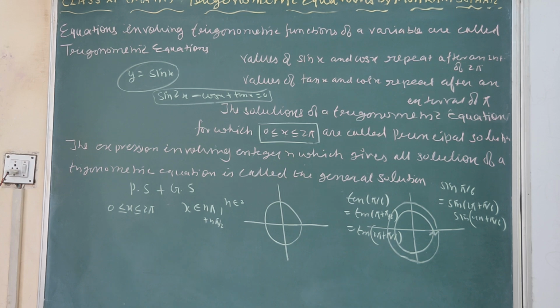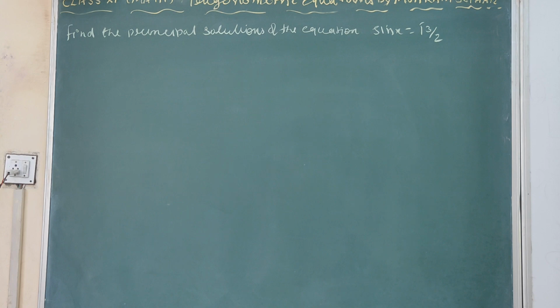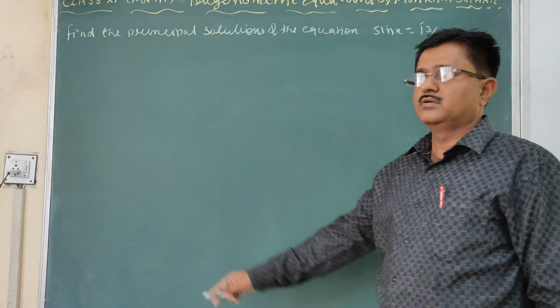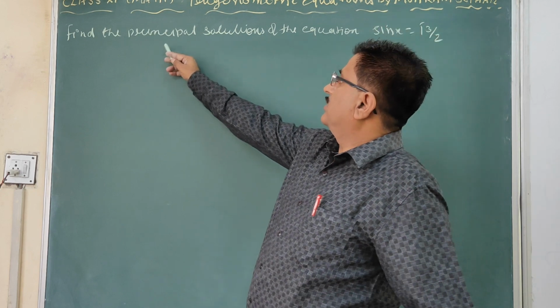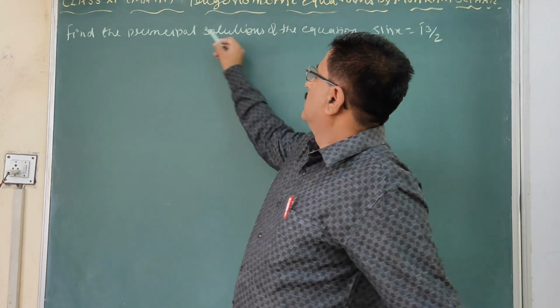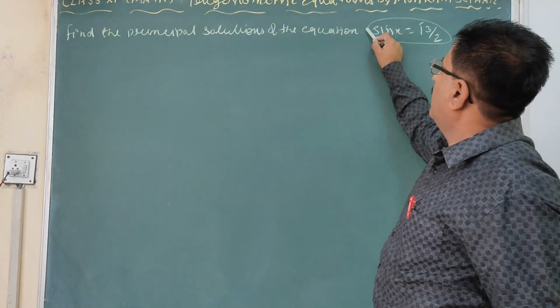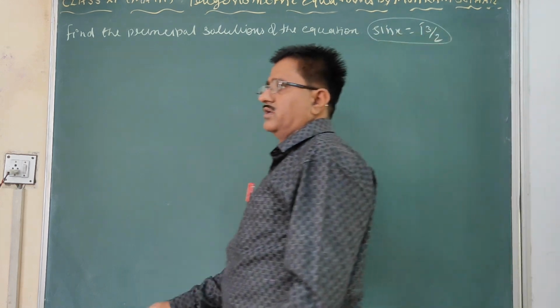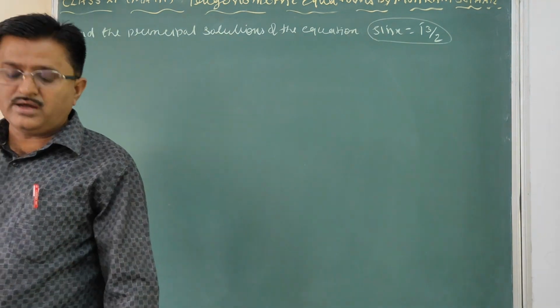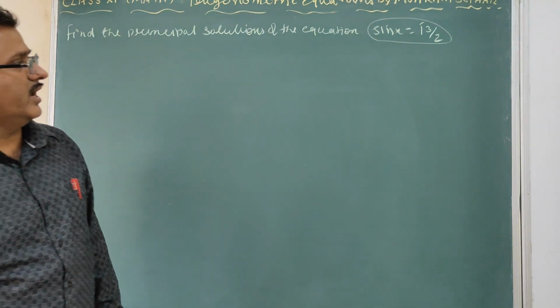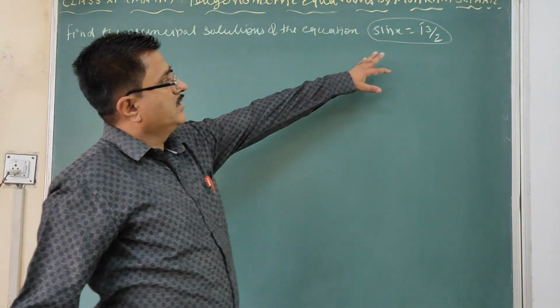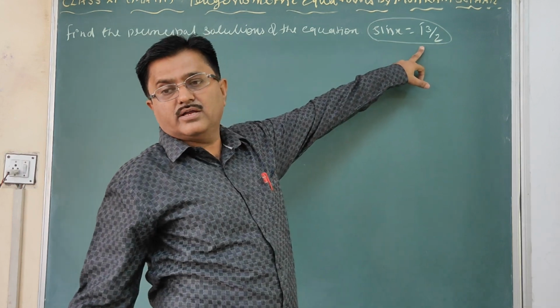Terminology we have already. So what the problem says: find the principal solutions of the equation. This equation is given and you have to find the principal solution. So we know the value of sin x at what angle is root 3 by 2.